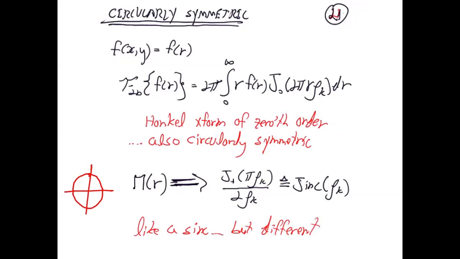So the Fourier transform of a pillbox circle is actually J1 of pi, whatever it is, which, if you stare at this long enough, instead of looking at J1, if it was a sine, then it would look like a sinc, right? Kind of, but no, this is actually not a sinc. Because it has a J1, Bessel function of the first order, we call it a jinc, okay? So the Fourier transform of a pillbox is actually a jinc function, which is also circularly symmetric. So if you have something circularly symmetric in the image domain, it turns out that it's also circularly symmetric in the frequency domain.